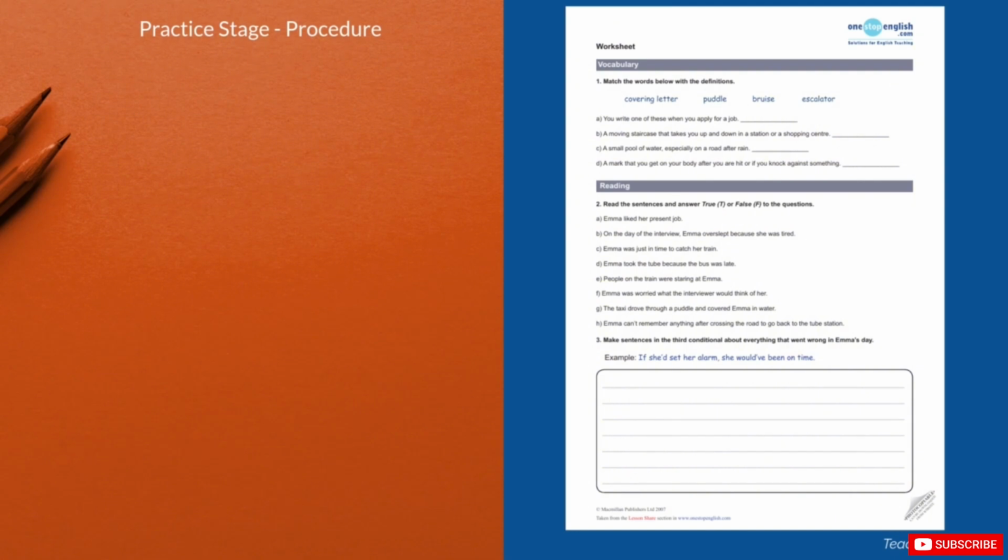No. So the first thing we need to do here is this section at the top. So what's the name for this? This is the pre-teaching. So number one, we're going to pre-teach the vocabulary in exercise 1.